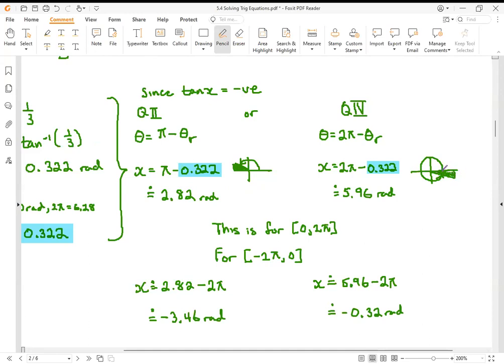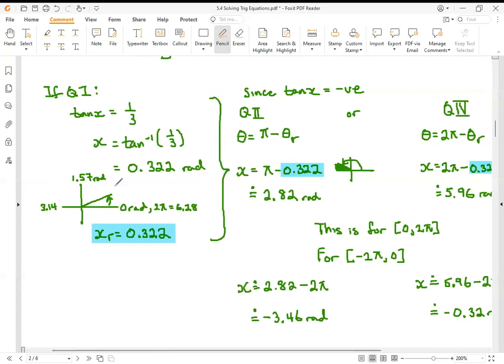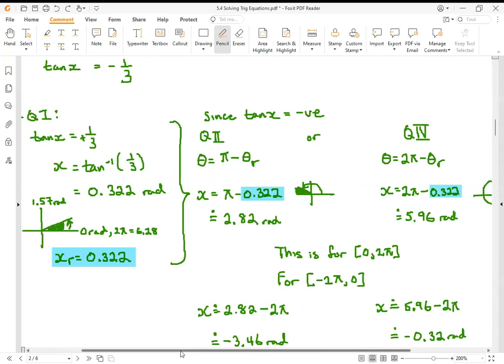So why did you solve for it in quarter 1? Pardon? Isn't it negative in quarter 1? Does that matter? No, if it's in quadrant 1, tan x would be positive, right? So I use that to figure out what angle I am dealing with. And if I know this angle is 0.32, I know that this angle, this angle, this angle, they would all also be 0.32. The acute related angle is very useful to calculate the related angles in all other quadrants.